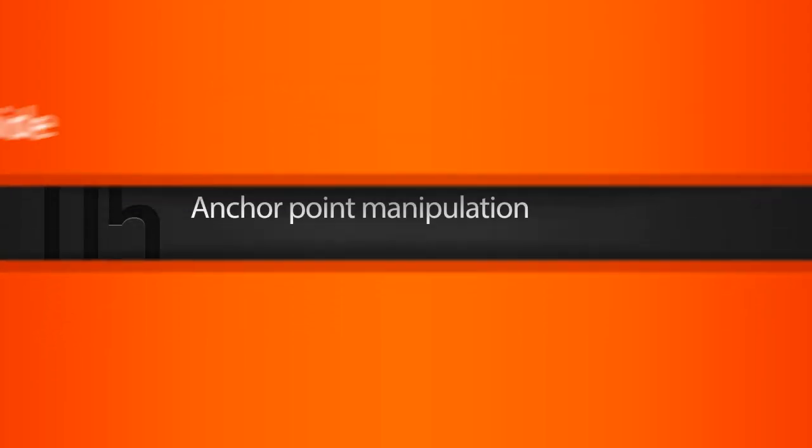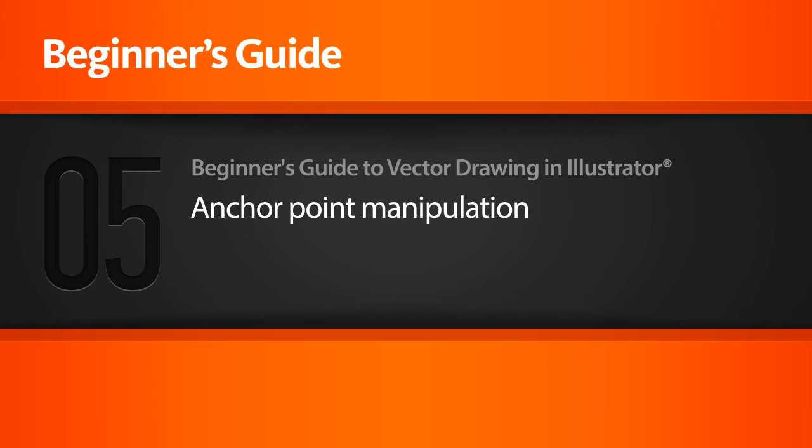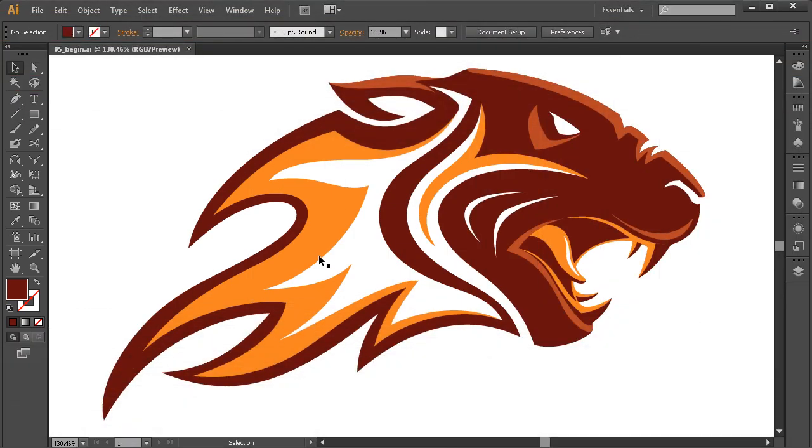In this lesson, we'll focus on anchor points and their control handles. We'll learn how we can manipulate each of them to fit our needs. Okay, so go ahead and open up the Lesson 5 Begin file for me here. You'll see this particular graphic inside that file.